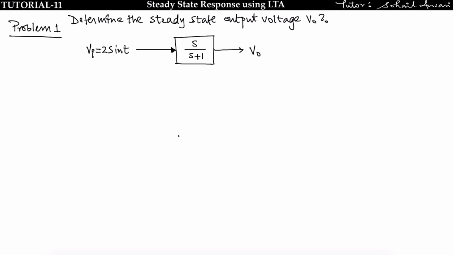Let us take this example. In this example, we are giving the input signal 2 sin t, and we have to find the steady state output voltage V0.